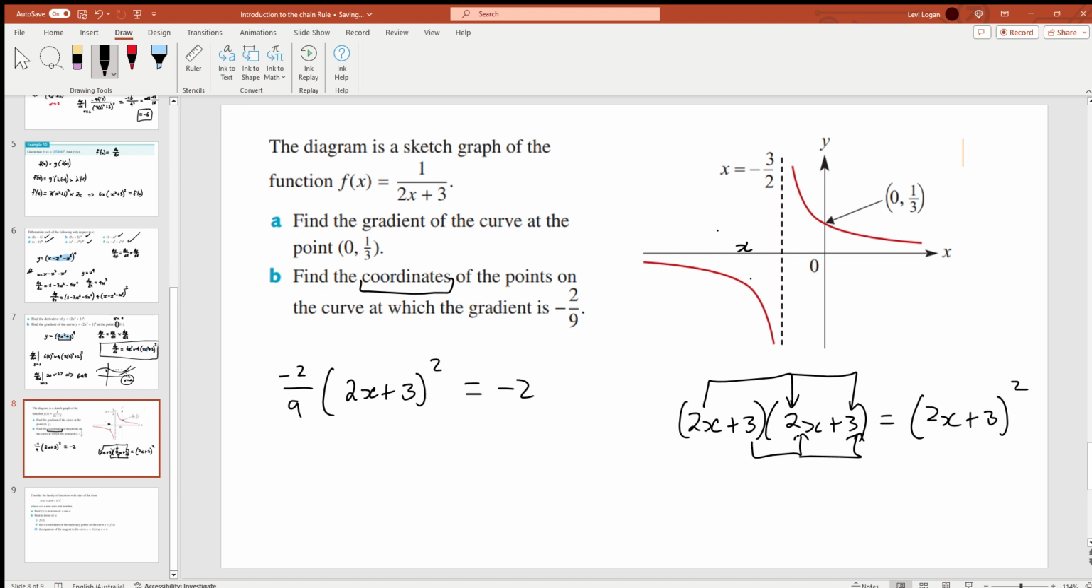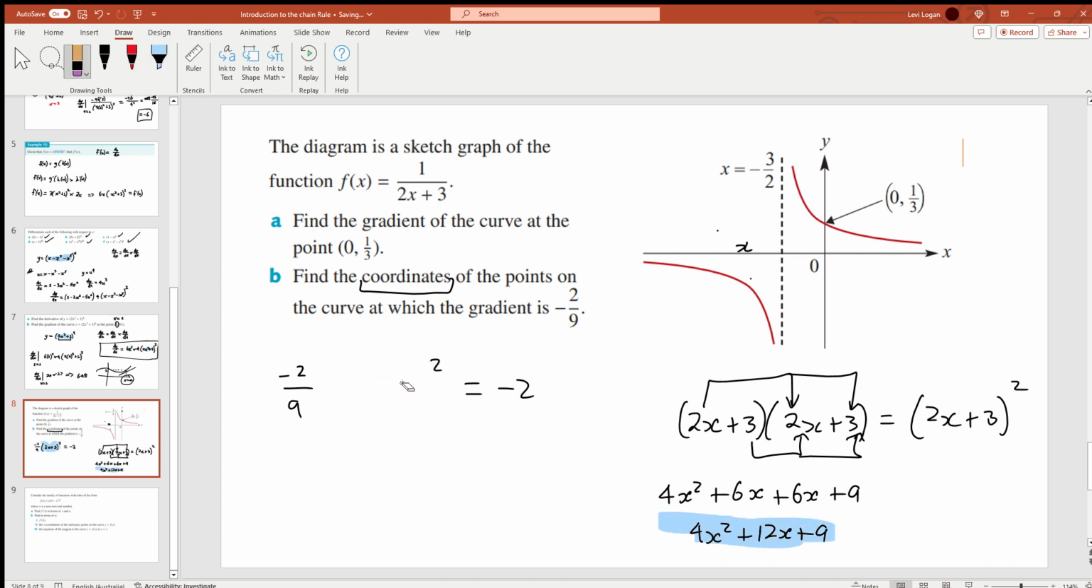So 2x times 2x is going to be 4x squared. 2x times 3 is going to be positive 6x. 3 times 2x is going to be positive 6x. And then 3 times 3 is positive 9. So we're going to have 4x squared plus 12x plus 9. And that's going to be this guy here. So we can put that in there if we wanted to.